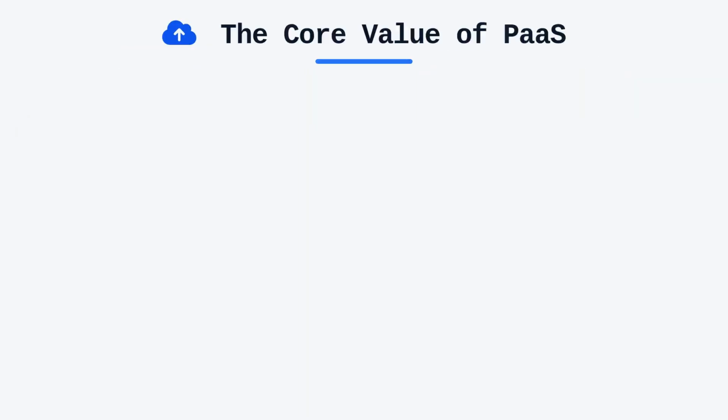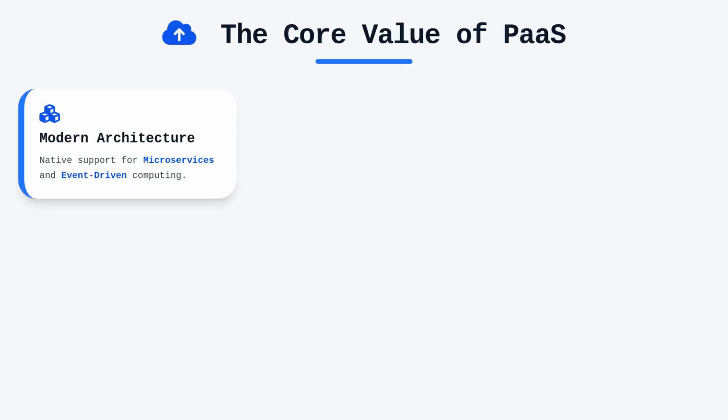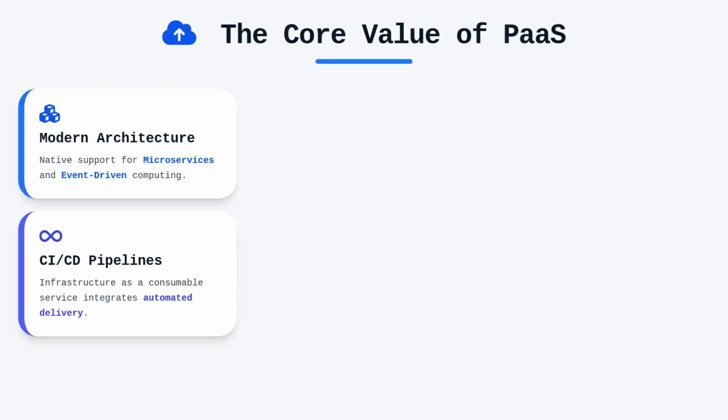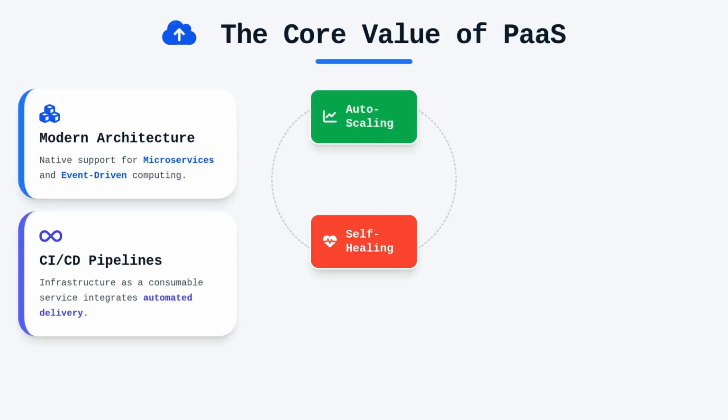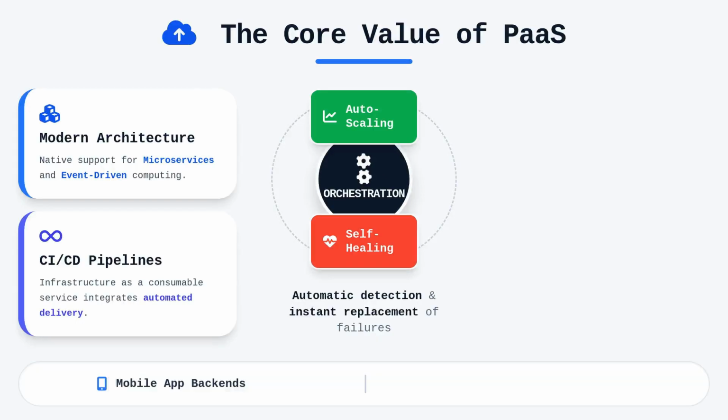The core value proposition of PaaS lies in its ability to support modern architectural styles like microservices and event-driven computing. Because the platform provides the infrastructure as a consumable service, it naturally integrates with continuous integration and continuous delivery pipelines. You will often find automated scaling and self-healing features baked into the very fabric of these environments. If an instance underperforms or becomes unreachable, the platform orchestration layer detects this failure and replaces it without direct manual intervention.